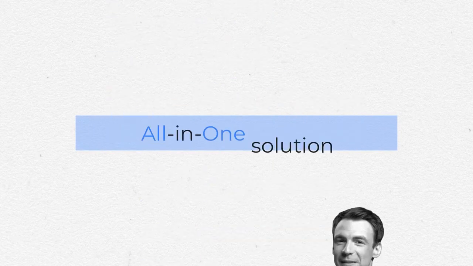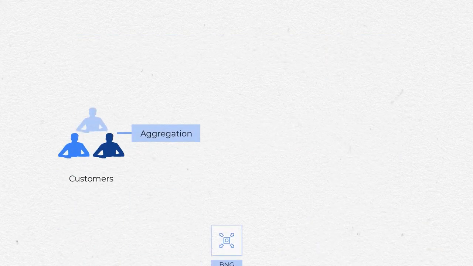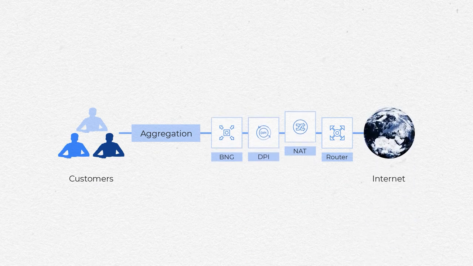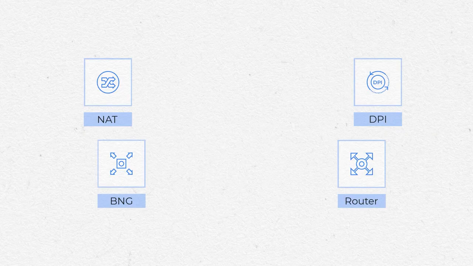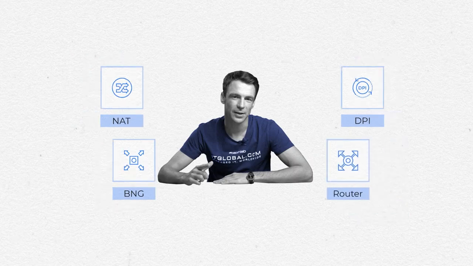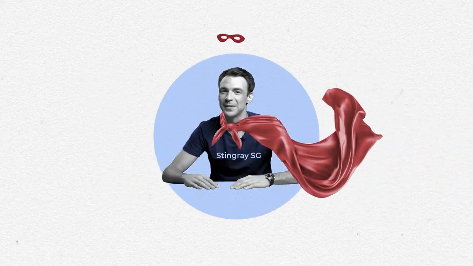Stingray Service Gateway. Stingray SG is an all-in-one solution. The main idea when creating the product was to combine all those devices that are present in the network of the Internet service provider, such as Deep Packet Inspection Platform, DPI, Broadband Network Gateway, BNG, NAT server and router into one to make it easy to maintain and operate.